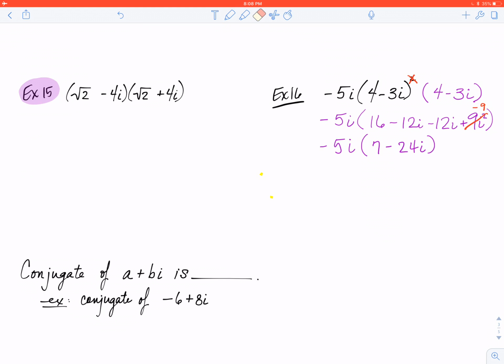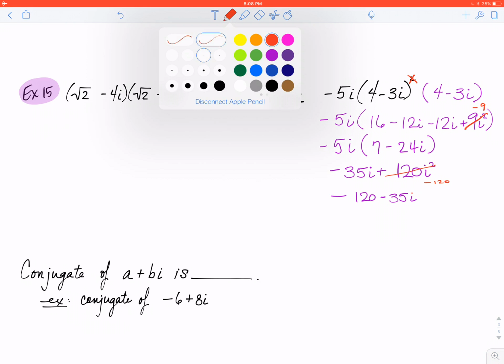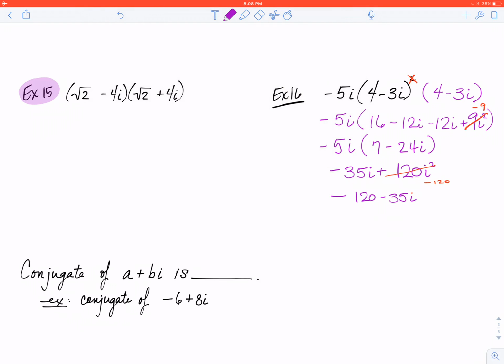Now let's distribute the negative 5i. And then the last thing that we want to do is this positive 120i squared is going to turn into a negative 120. And then we can rewrite that so that it is inside of our standard form. Rewrite so it's in the standard form.